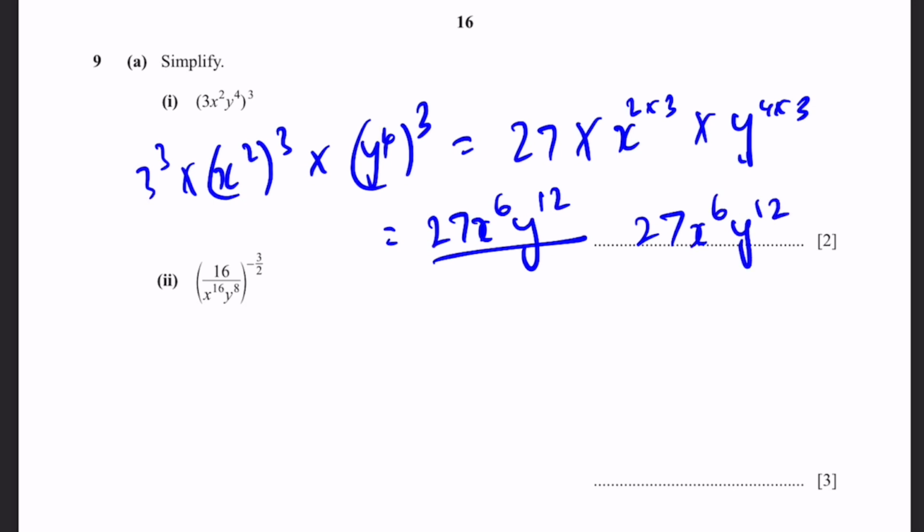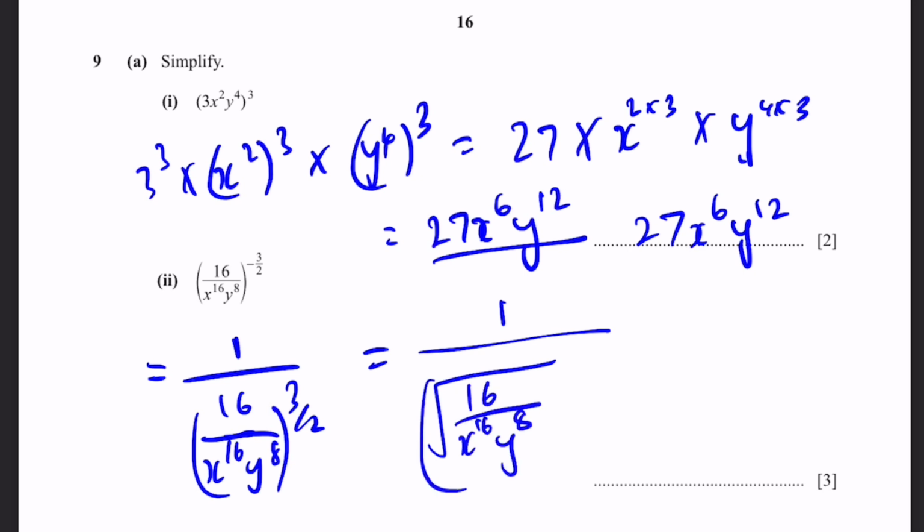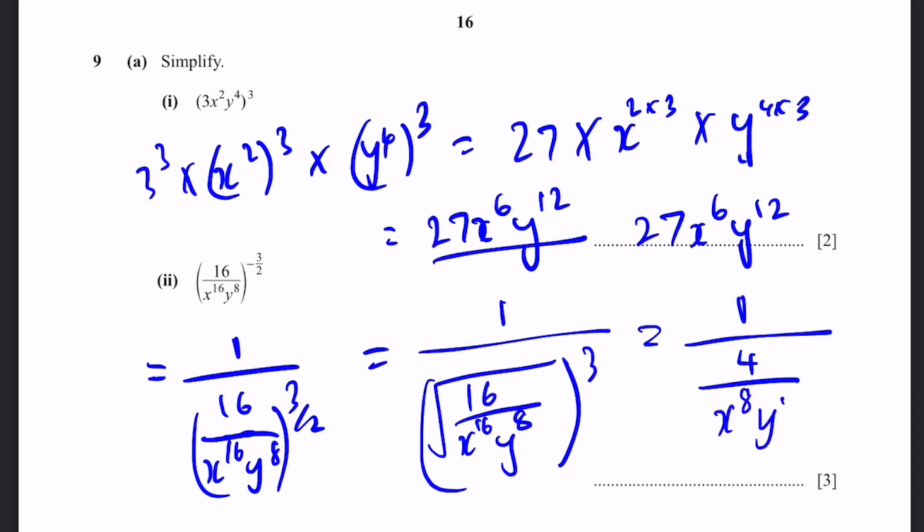Let's go to part 2. 16 by x to the power 16 y to the power 8, whole to the power minus 3 by 2. That will be 1 by 16 by x to the power of 16 y to the power of 8, whole to the power 3 by 2, right? And that's 1 by the square root of 16 by x to the 16th y to the 8th, whole to the power 3. That will be 1 by the square root of 16, which is 4, and the square root of x to the power 16 is x to the power of 8. Square root of y to the power 8 is y to the power 4.